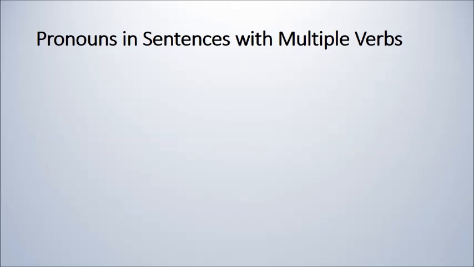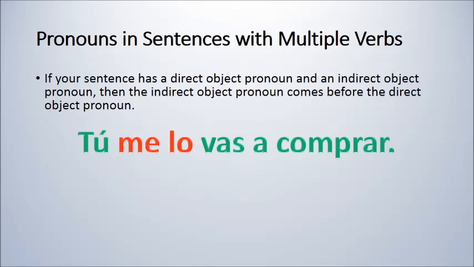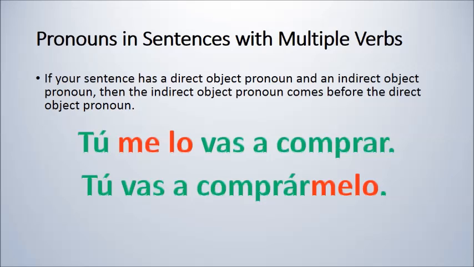So what happens if you have a sentence with more than one verb, a direct object pronoun, and an indirect object pronoun? The order goes like this. The indirect object pronoun comes before the direct object pronoun, and usually those two come before the conjugated verb. So it's tú me lo vas a comprar, but the other option is to tack them both onto the end of the infinitive. Tú vas a comprármelo. If you do that, you need to put an accent on the third to last syllable.